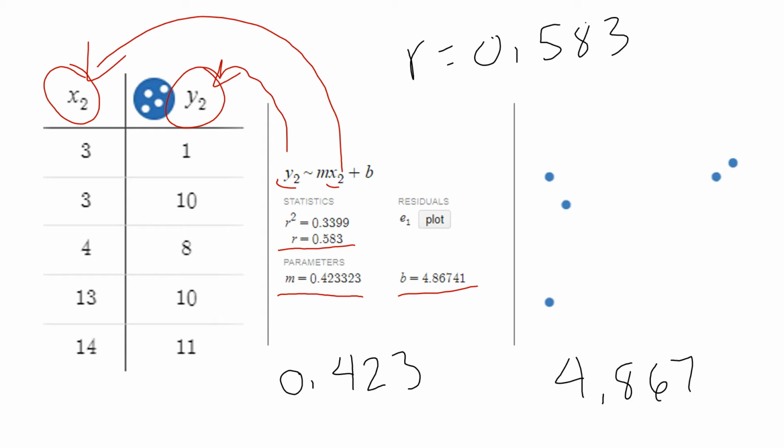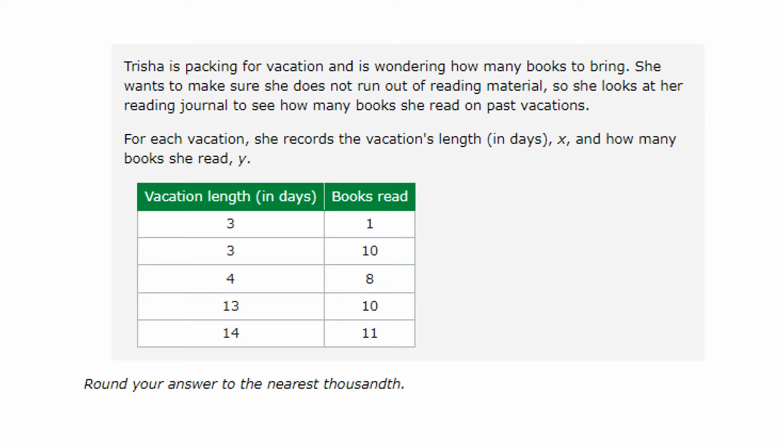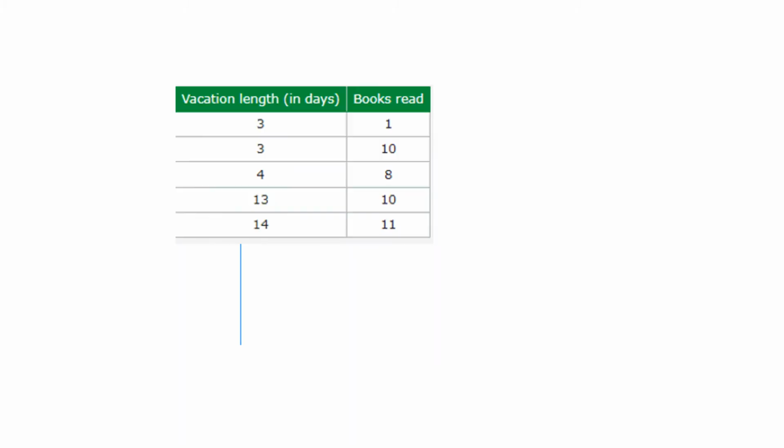So we read the problem, we input the data, we pulled the data. Now we got to interpret it as it relates to the situation. So again, the situation is the books and vacation. So let's go ahead and get started. All right, let's get back into it, shall we? So let's talk about this.